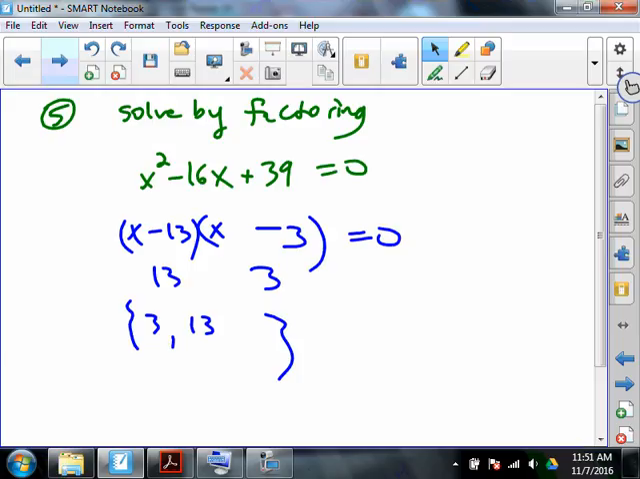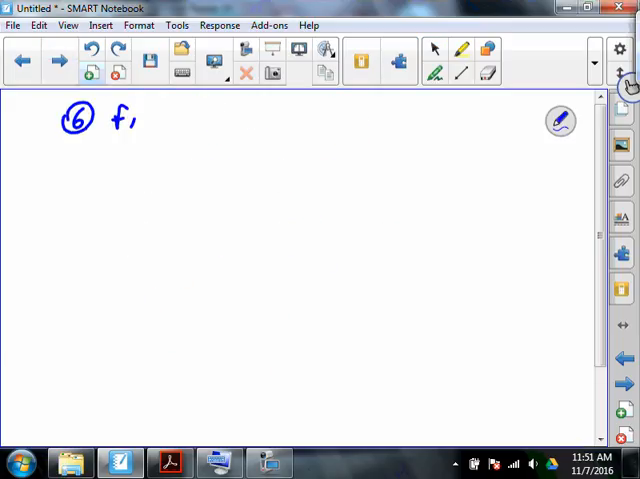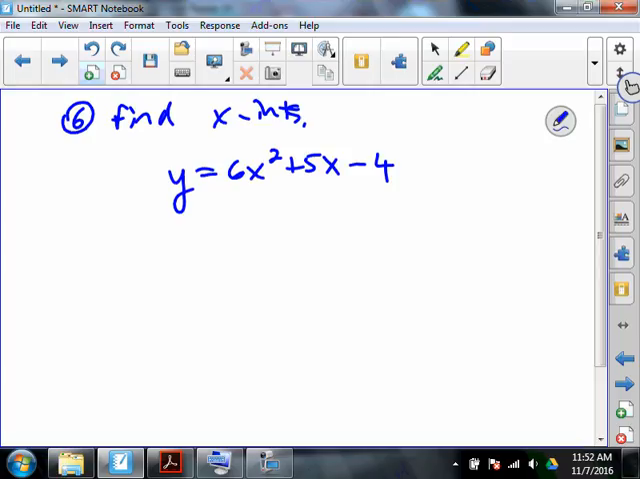Number 6 is going to say find the x-intercepts. Find the x-intercepts of something like y equals, let me come up with a good one, 6x squared plus 5x minus 4. Okay, something like that. Find the x-intercepts. And I think, again, it'll ask you in coordinate notation.